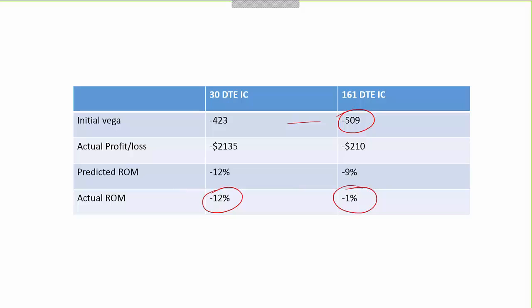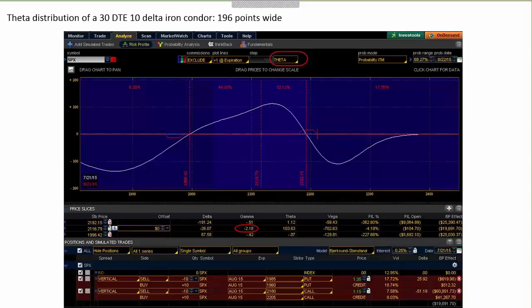$210 versus $2,000. Right? But wait, there's more. So what the heck is this, right? This is the theta distribution of a 30-day iron condor, a similar one to what we looked at before, okay?